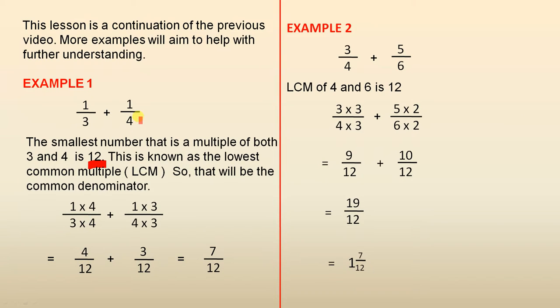In order for this denominator to be 12, I multiply top and bottom by 3. That's what I've done here, and that gives me 3 over 12. 4 over 12 plus 3 over 12 is 7 over 12, and that's the answer.